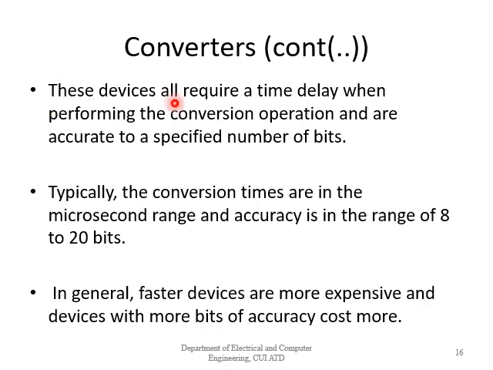So all these devices require a time delay when performing a conversion operation and are accurate to a specified number of bits. Typically the conversion times are in the microseconds range and accuracy is in the range of 8 to 20 bits. So we measure the accuracy in terms of bits. In general, faster devices are more expensive devices. With more bits of accuracy, more cost comes.